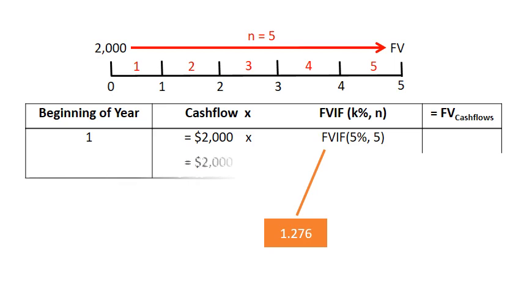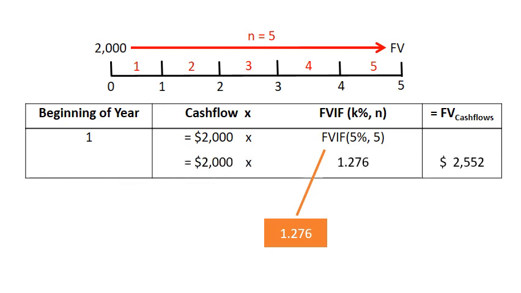The figure we've taken from the FVIF table is 1.276. Substitute this figure in. So basically, the answer we find is 2000 times 1.276 equals 2,552. This is the future value for $2,000 at the beginning of year one.